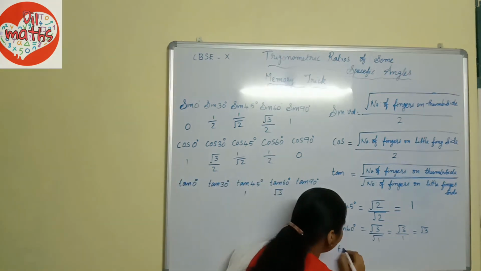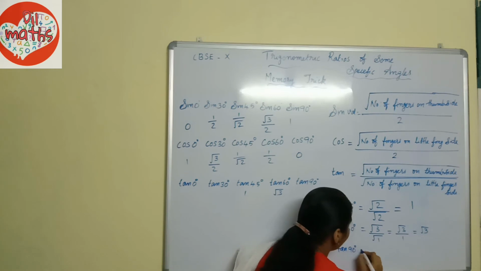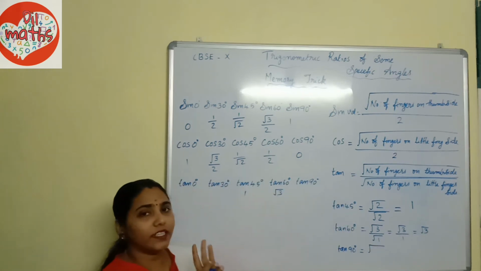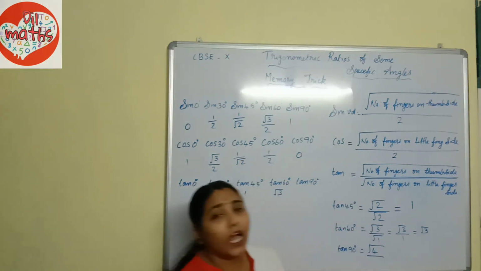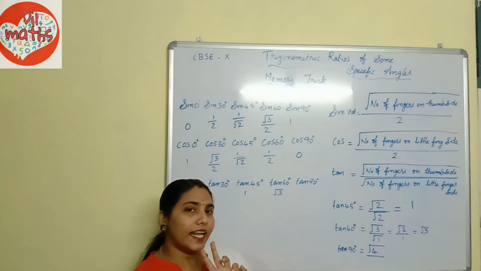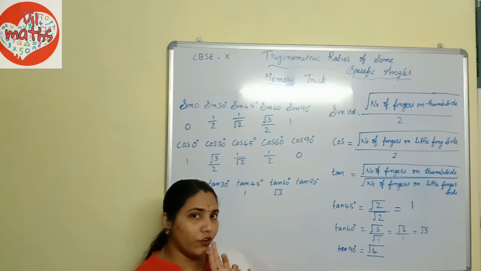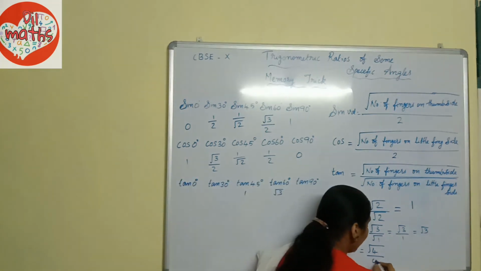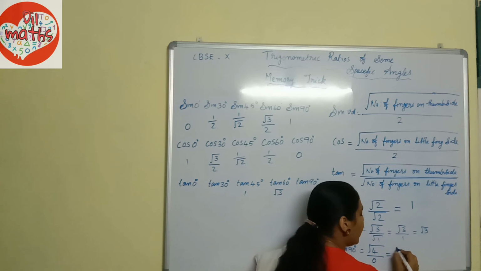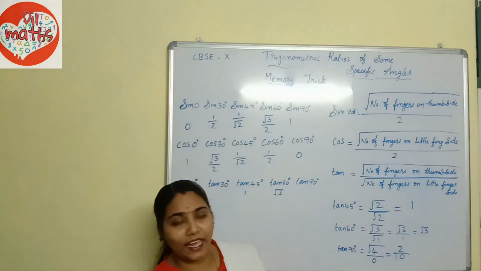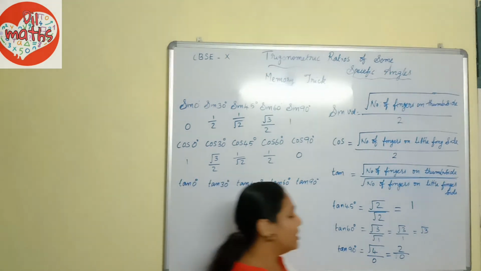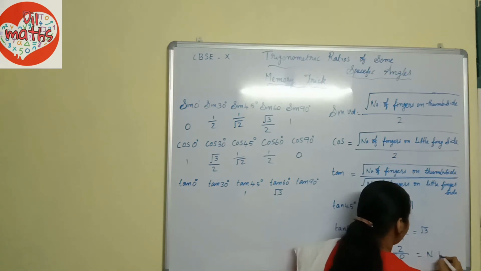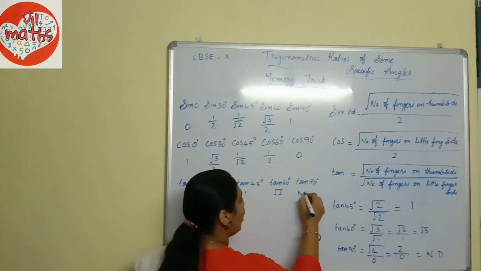So tan 90 degree is equal to square root of how many fingers left on the thumb side? 4 fingers. So square root of 4 divided by how many fingers left on the little finger side? Any finger left there? No. So that is 0. Square root of 4 by 0. Square root of 4 is 2, and 2 by 0: a number divided by 0 is not defined. So tan 90 degree is not defined.